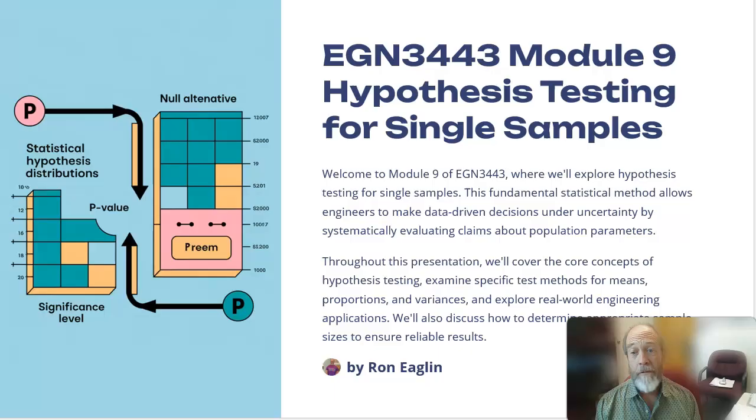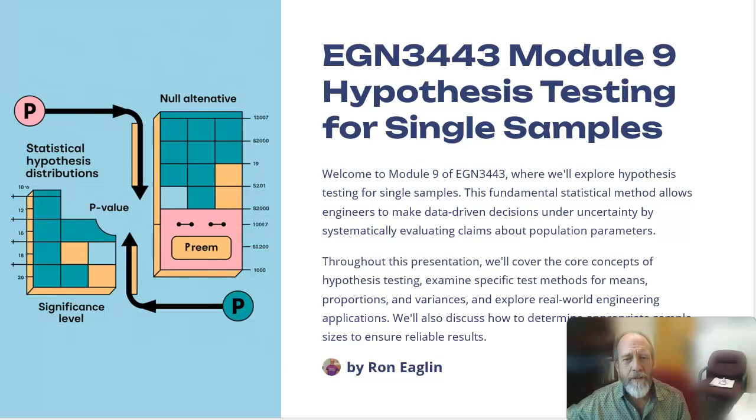EGN3443, Probability and Statistics for Engineers, and today we're going to talk about sampling, hypothesis testing, in this case in single samples. And what I mean by single samples is you take a single sample. And when you take a single sample, you still want to compare it against something. You might want to compare the mean against a projected mean or a claimed mean, or you might want to do the same thing with the variance, or you might want to do it with a proportion. Well, let's talk about those.